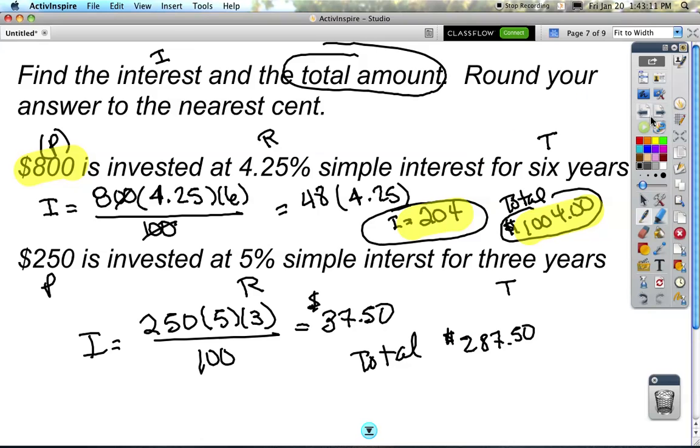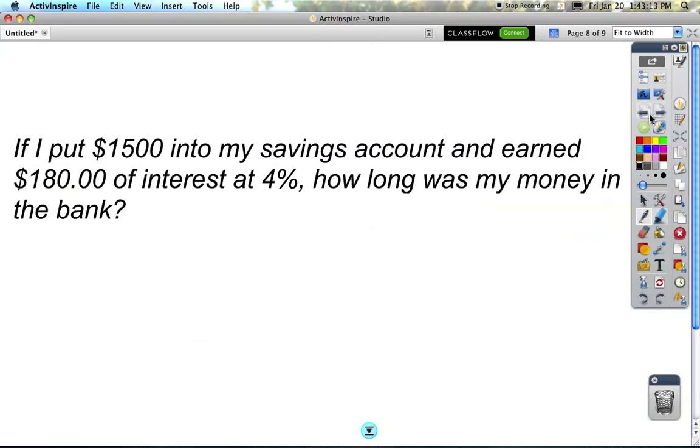Okay. So now, of course, with the formula, I may give you the interest, the principal, the time, and ask for the rate. I may give you the interest, the principal, the rate, and ask for the time. I may give you the interest, the rate, the time, and ask for how much I invested. Let's look at this one.